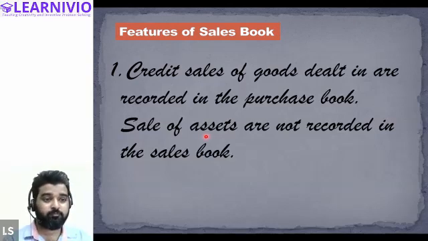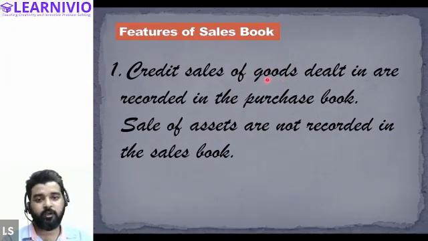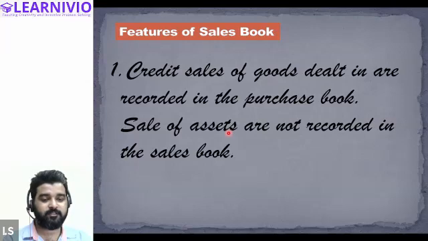An asset is something that you hold with a view to use it in the operation of business, and goods are something that you hold with a view to sell to the customer. So listen carefully: when you are selling goods on credit, this will be recorded in the purchase, in the sales book. But if you are selling an asset, it will not be recorded in the sales book.